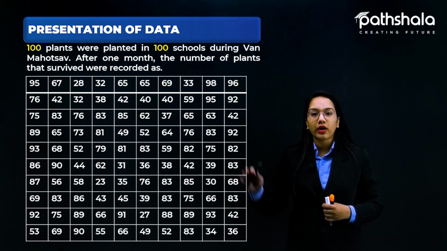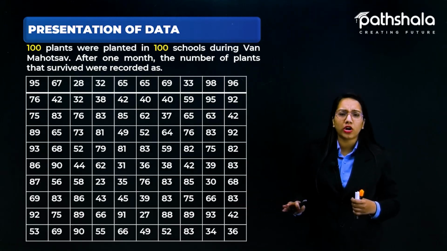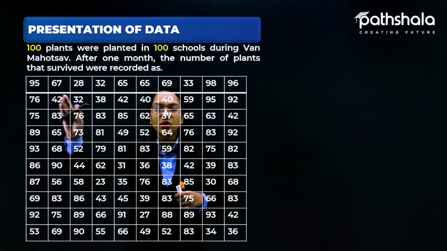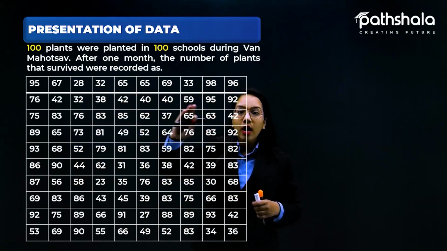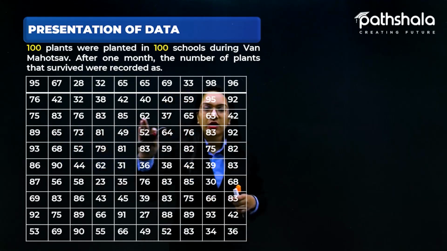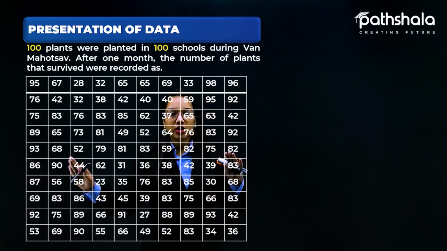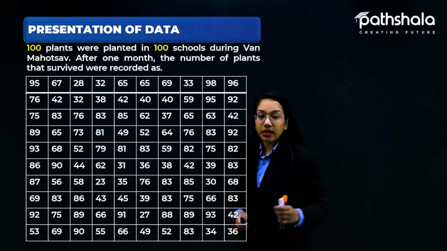Let us suppose I'm talking about this kind of data. If I look for the minimum value, we have 28 as the minimum value in the very first row. Let's look for a value lesser than 28. In this row or this row, we do not have any value less than 28. Yes, we have this value, which is 23. So if the minimum value in this data is 23, we'll start the intervals with 20.